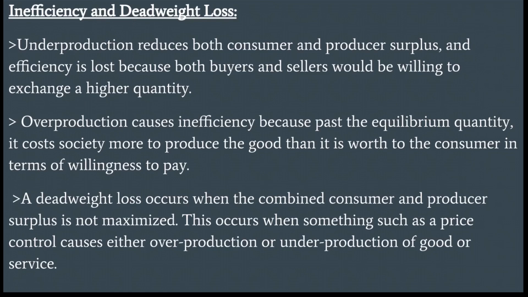Inefficiency and deadweight loss. Underproduction reduces both consumer and producer surplus, and efficiency is lost because both buyers and sellers would be willing to exchange a higher quantity. Overproduction causes inefficiency because past the equilibrium quantity, it costs society more to produce the good than it is worth to the consumer in terms of willingness to pay.